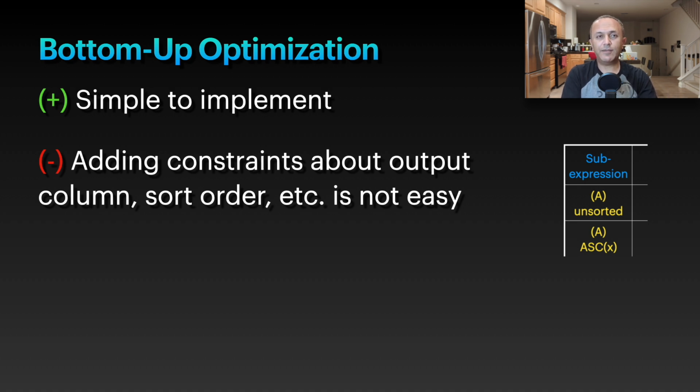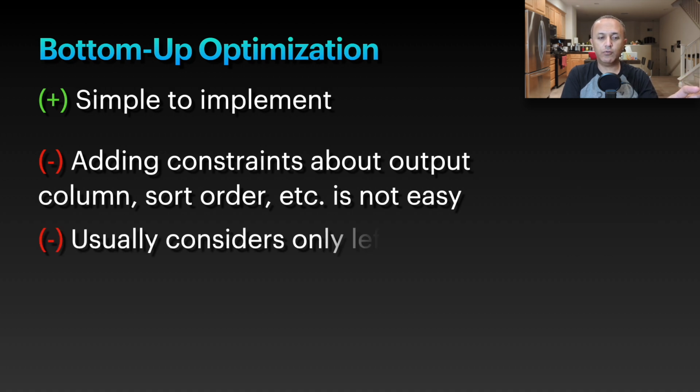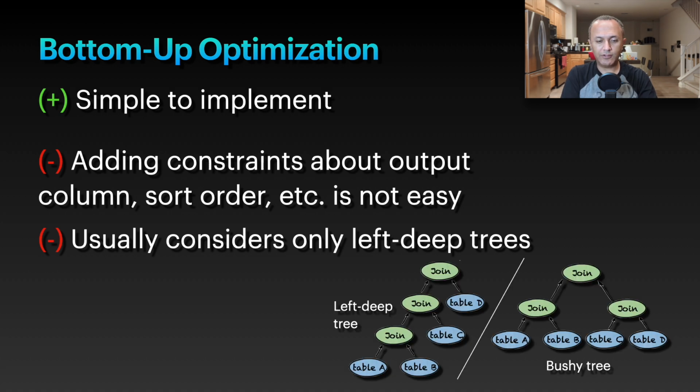A lot of the systems that have this approach already have that implemented in them, but that obviously, again, complicates the algorithm. Another downside is that this approach usually works only with what we call left deep trees. Left deep trees look like this. Usually, specifically with joins, you combine, let's say, two tables, and then you join with the third table, and then you join with the fourth table, and then the fifth table, and so on.